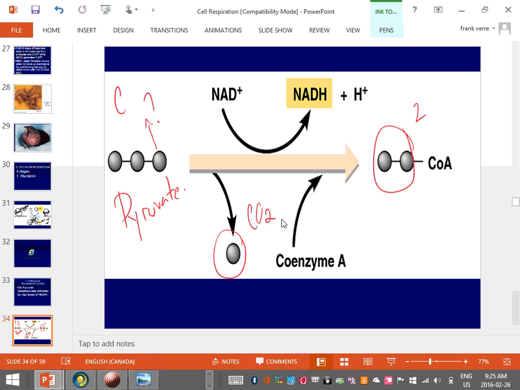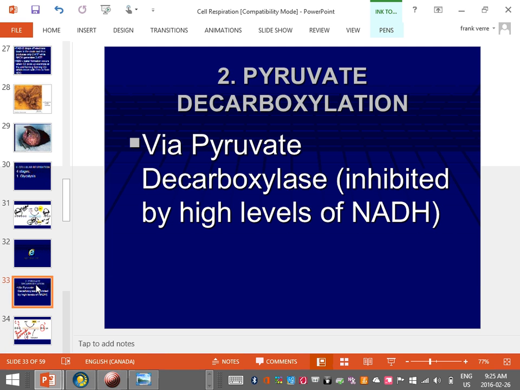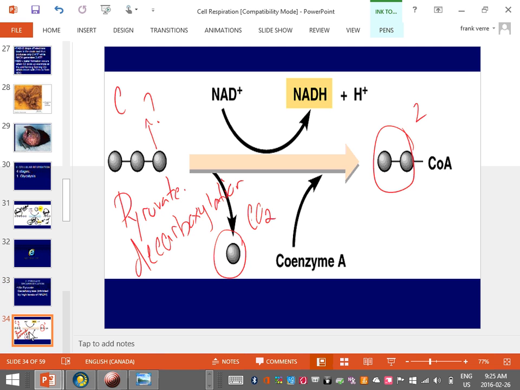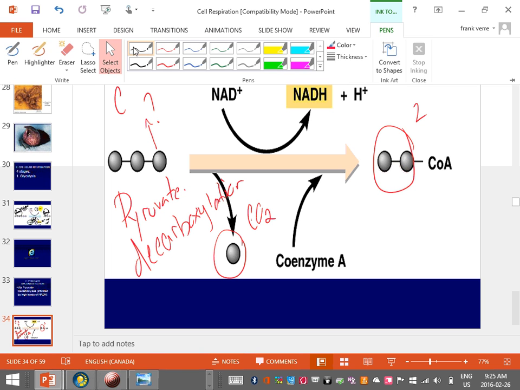One of the waste products in cellular respiration is what? Carbon dioxide. What happens to pyruvate? Okay, it gets decarboxylated. So we have decarboxylation. And that makes sense because look at the name of the enzyme that runs this step. What is it called? Pyruvate decarboxylase. Okay? But what else happens to pyruvate? It also becomes what? What do you make?